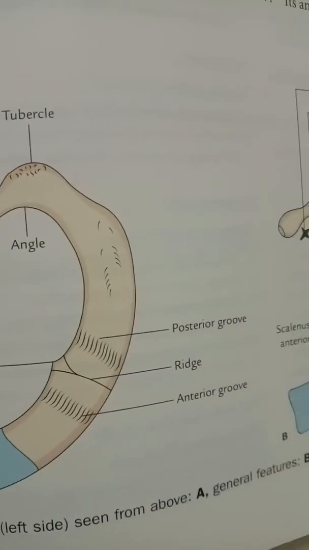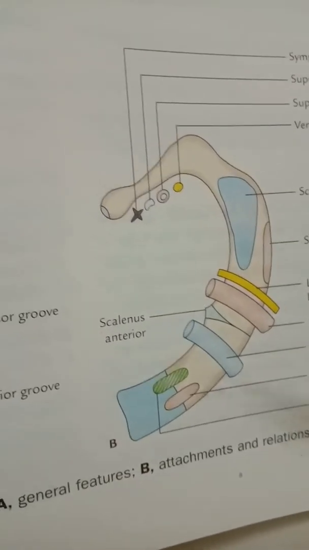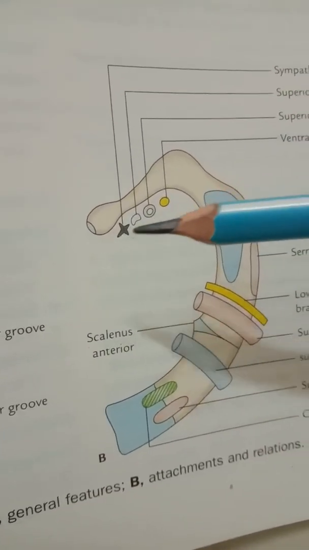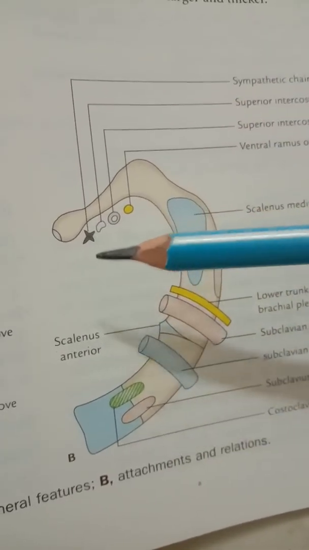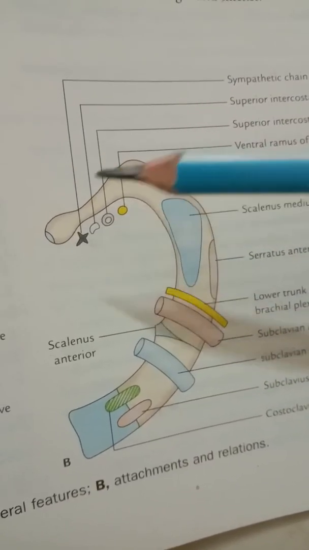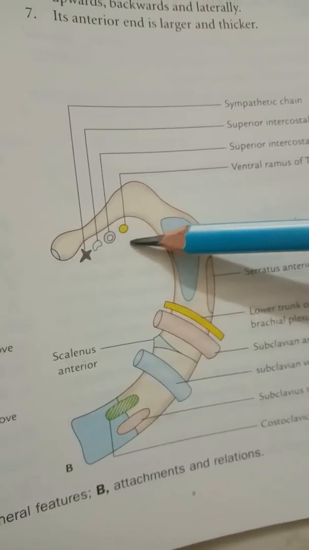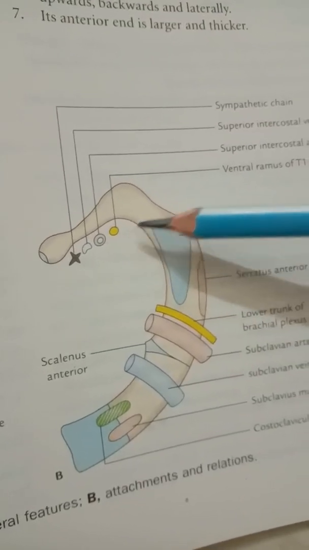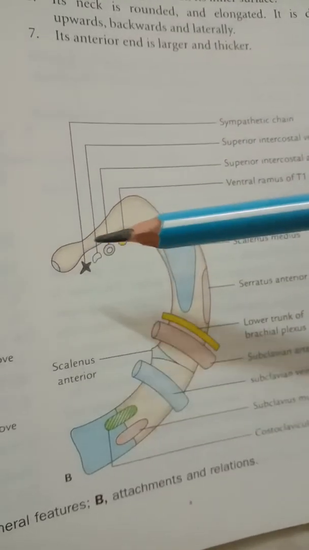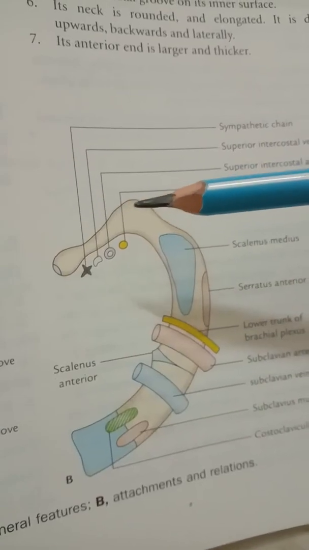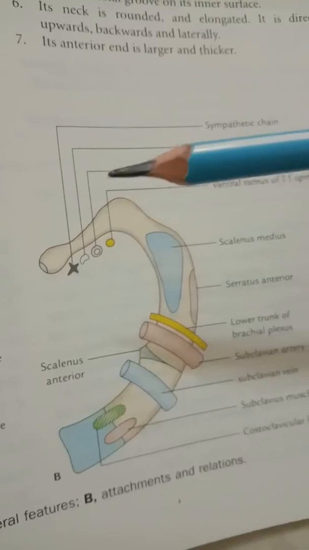After that, let's see the attachments related to the first rib. First, anterior to the neck, four structures are present from medial to lateral side. Medially is the sympathetic chain, then next to it the posterior intercostal vein, then the posterior intercostal artery and the first thoracic nerve. Then superior to the neck, two structures are present: the deep cervical vessel and the eighth cervical nerve.